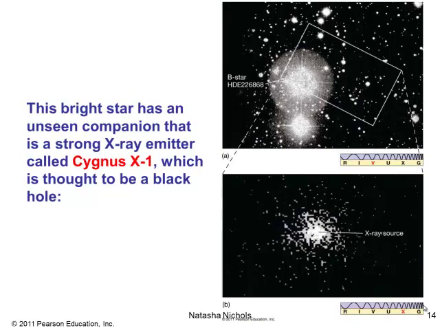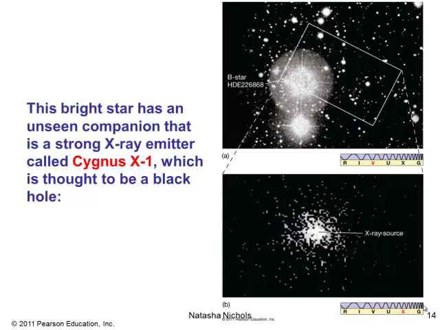Let's take a look at Cygnus X1. This bright star has an unseen companion that is a strong X-ray emitter called Cygnus X1, which is thought to be a black hole. So why do we think that? If you look at frame A, the brightest star in this photograph is a member of a binary system whose unseen companion, which we call Cygnus X1, is believed to be a black hole.